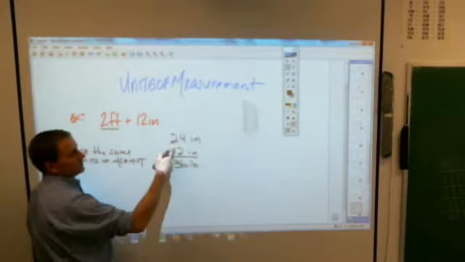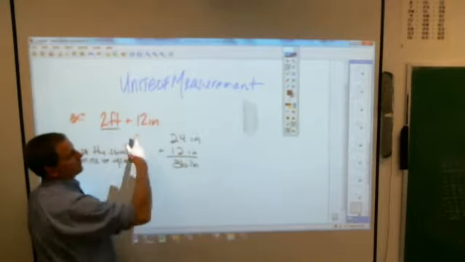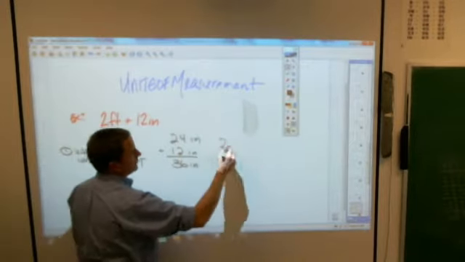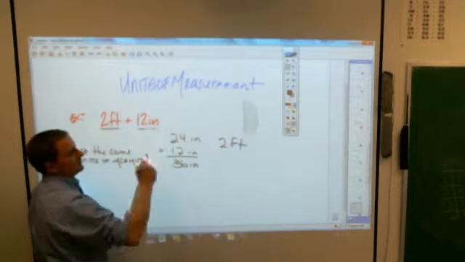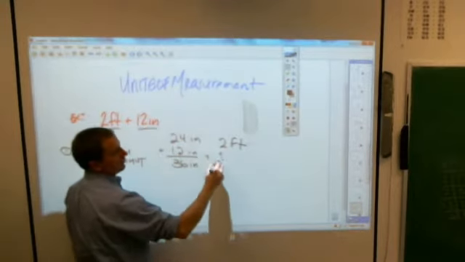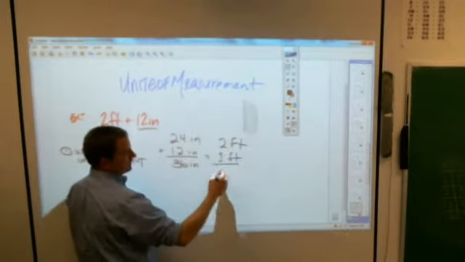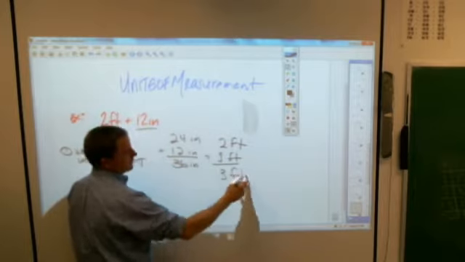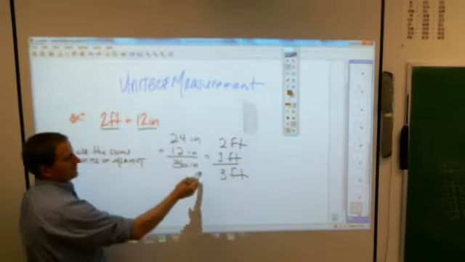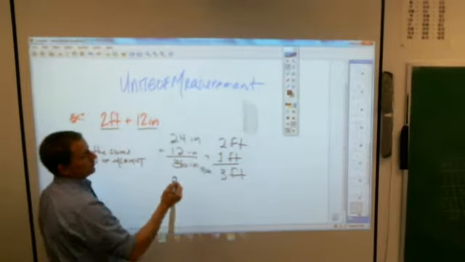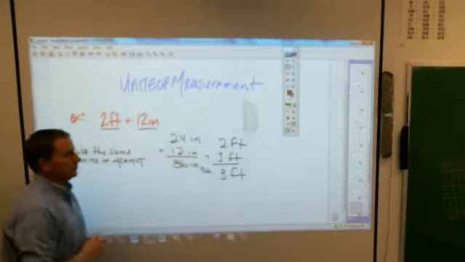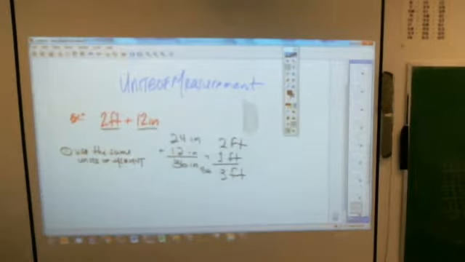Or, instead of changing the 2 feet to inches, since 12 inches is exactly 1 foot, you could change it like that and get 3 feet there. In this case, it really doesn't matter, but usually the book will tell you what they want you to do, and then you would have to go from there. Now, lest you think that's all there is today, we have more.